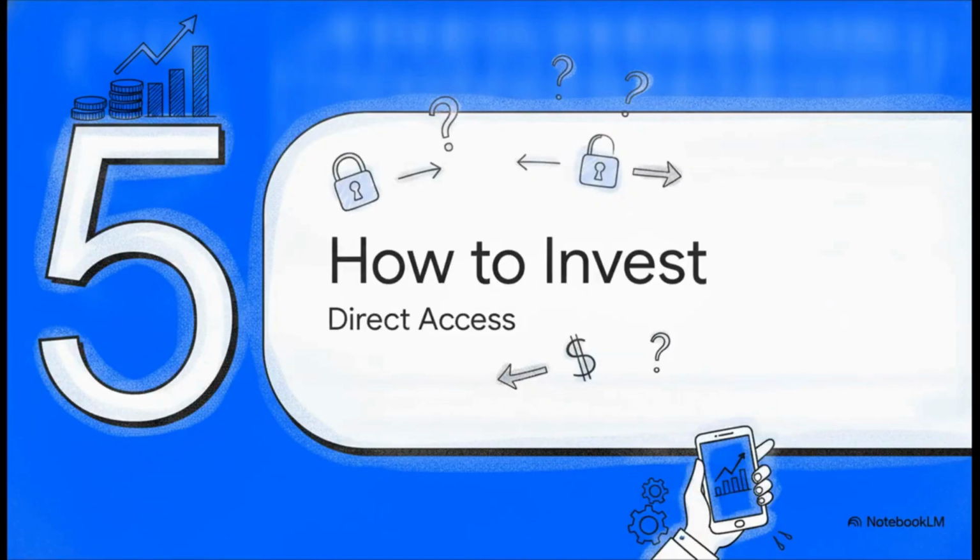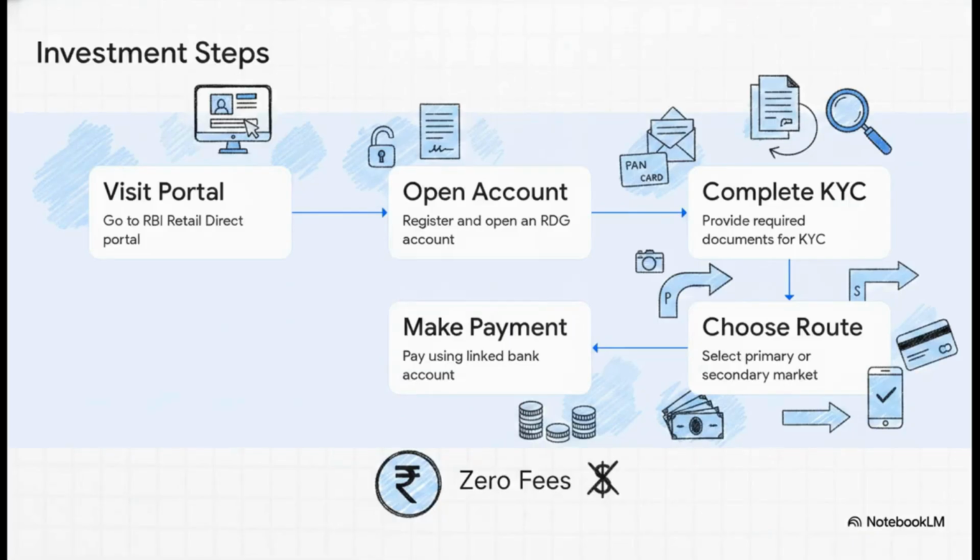Section 5. How to invest directly. Thankfully, the Reserve Bank of India has made this whole process incredibly seamless for retail investors through their RBI Retail Direct platform. Here's the step-by-step journey. First, you'll visit the official RBI Retail Direct portal. Next, you register and open a Retail Direct Gilt, or RDG account. You'll just need standard details like your PAN, email, and your savings bank account, all authenticated via a quick OTP.